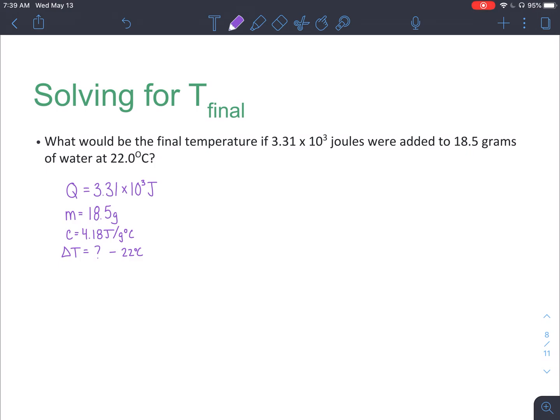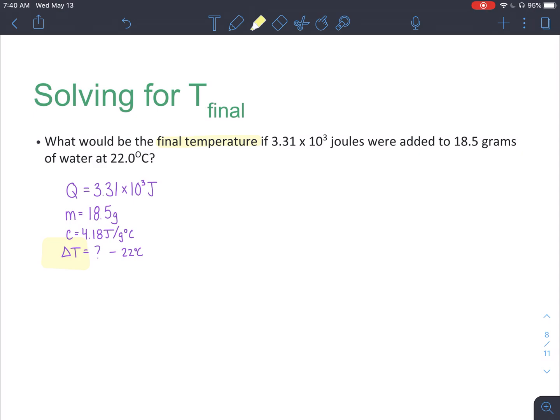All right, but these type of problems always mess students up. I see it every single year, and the reason why is because students don't know what to solve for first. So you can't start off solving for the final temperature. What you have to start off solving for is the change in temperature. Then, once you have the change in temperature, you can find the final temperature or initial, depending on what you're asked for, just by performing addition and subtraction.